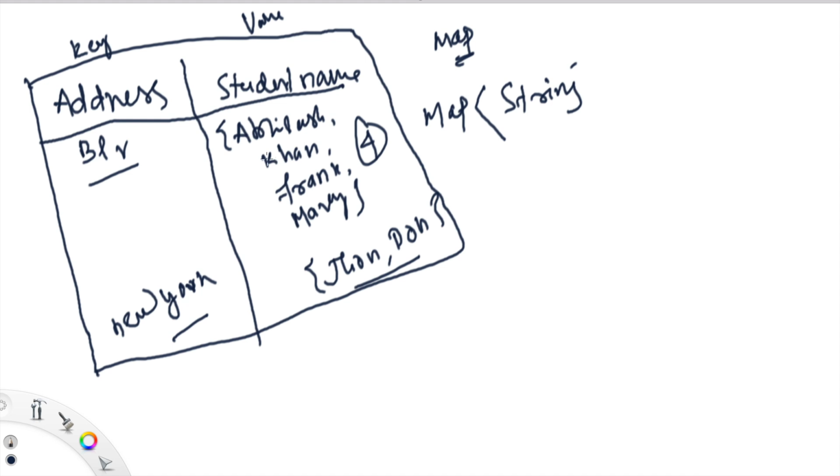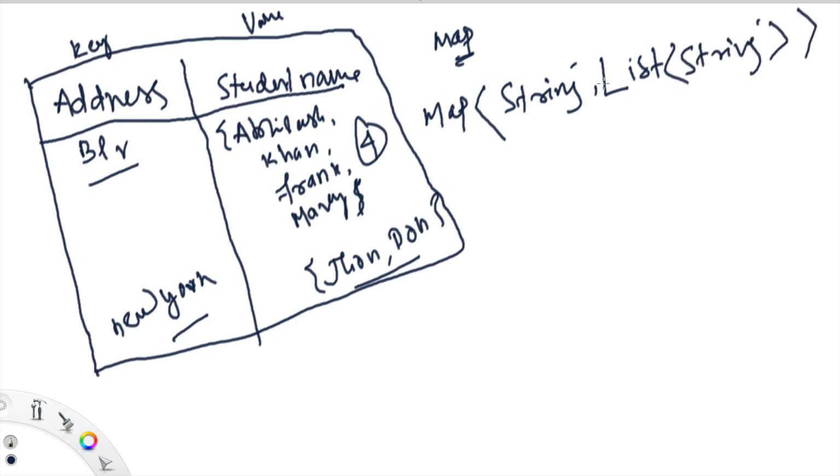Obviously the BLR or New York, these are the strings, right? So Map of String, I want to store as a key, and as a value I'm storing Avilash, Khan, Frank, Mary. So there are a group of students, right? How can I represent a group of students inside Java? Obviously I'm going to use a list. So a list of what I need, these are a list of names. The name data type is String, so I will be needing a List of String.